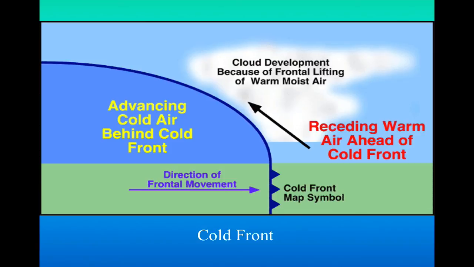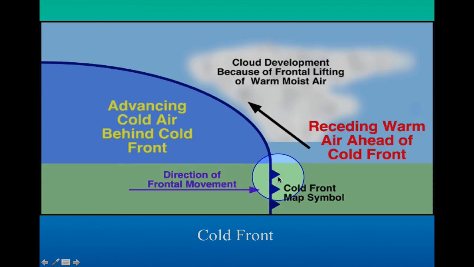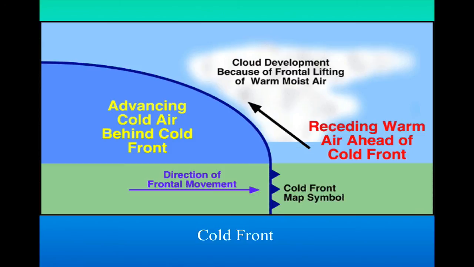Now the symbol of a cold front is the little barbs here. They're kind of like little triangles. They're blue in shape. Think of that as cold blue, ice cold blue, and that might help you. The direction that those are pointing is also significant, because that means that the front is moving in that direction.